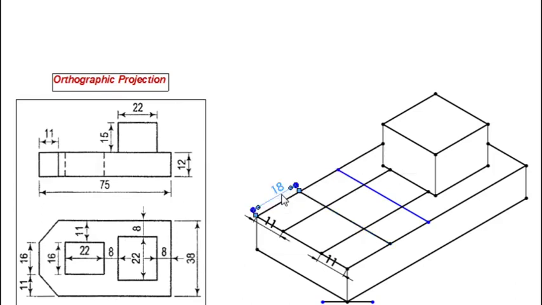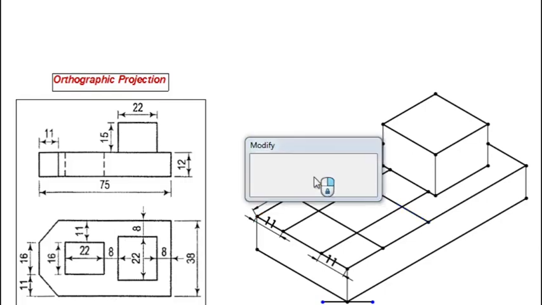Okay, you can find this is 75 mm. 75 minus 8 minus 22 minus 8 minus 22, you will get 15 mm. After that, from this line to this line, this is 22 mm, means from this point to this point, this should be 22 mm.